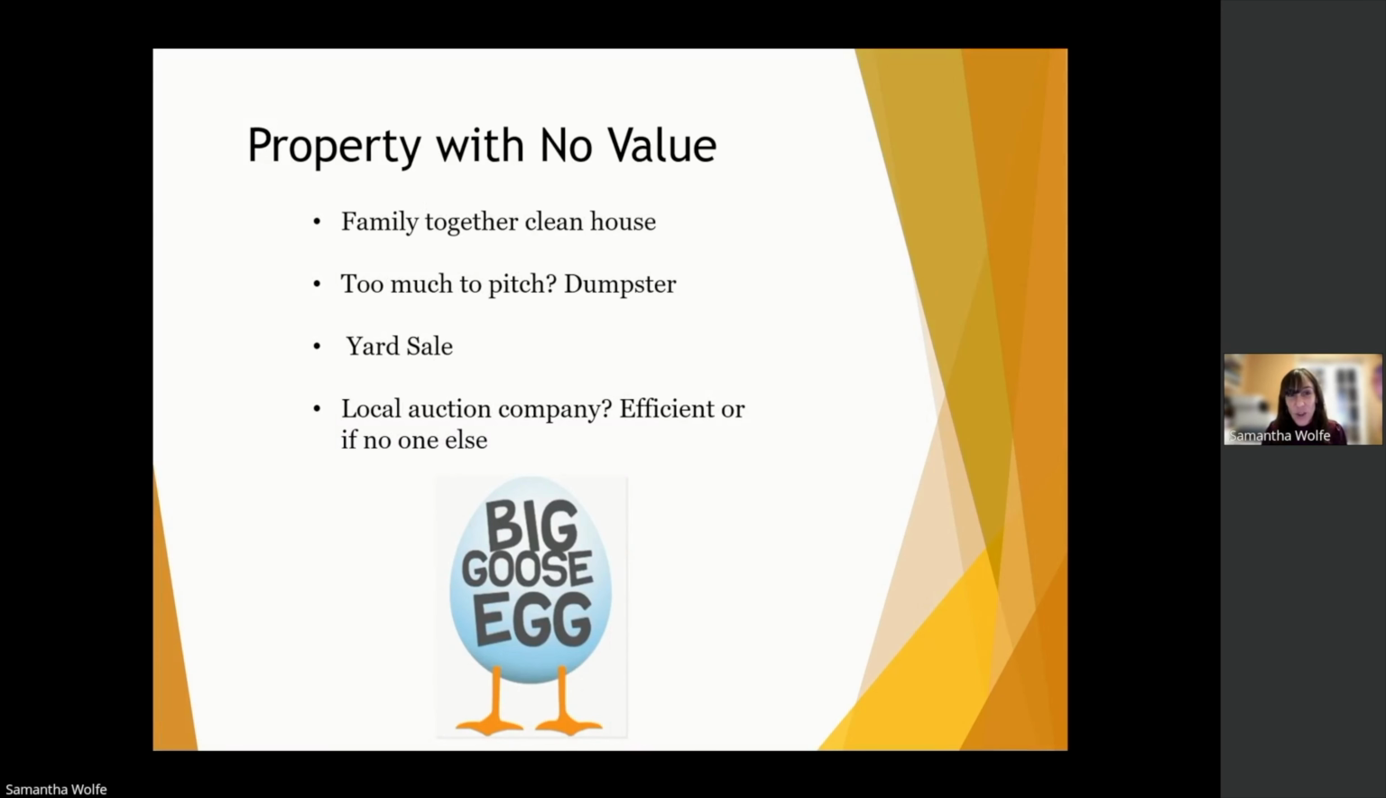Property that has no value, things like clothes, for example. Family can get together, can clean the house, you can rent a dumpster, you can have a yard sale, you can use a local auction house. That can be really helpful. We've had a lot of clients have success with auction houses because the auction house is able to group together assets, so things that you wouldn't think you could sell can be sold because they're part of a larger lot. So I always encourage people to reach out to auction houses. We have great experiences with those locally that we've worked with.